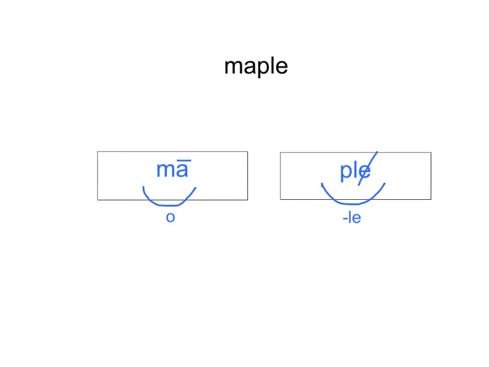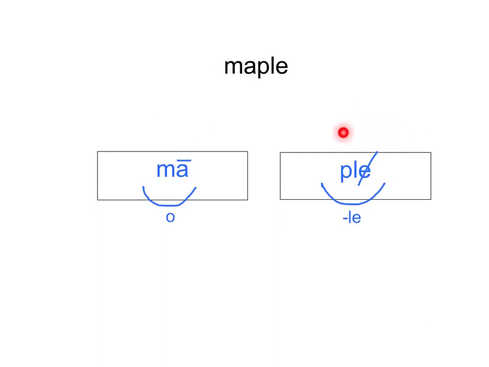And this is how we'll mark it up. The open syllable gets a scoop. It gets a macron above the A to show that the A is long. And it gets an O underneath the scoop to show that this syllable is open.